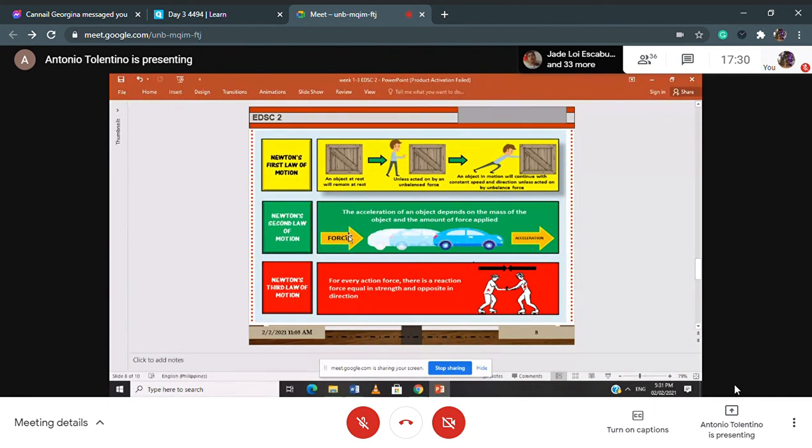So if their forces are equal, class, weight can be a big problem. If you are heavy, usually you don't run fast because, of course, weight or mass can affect acceleration. So you need to increase your force and endurance.